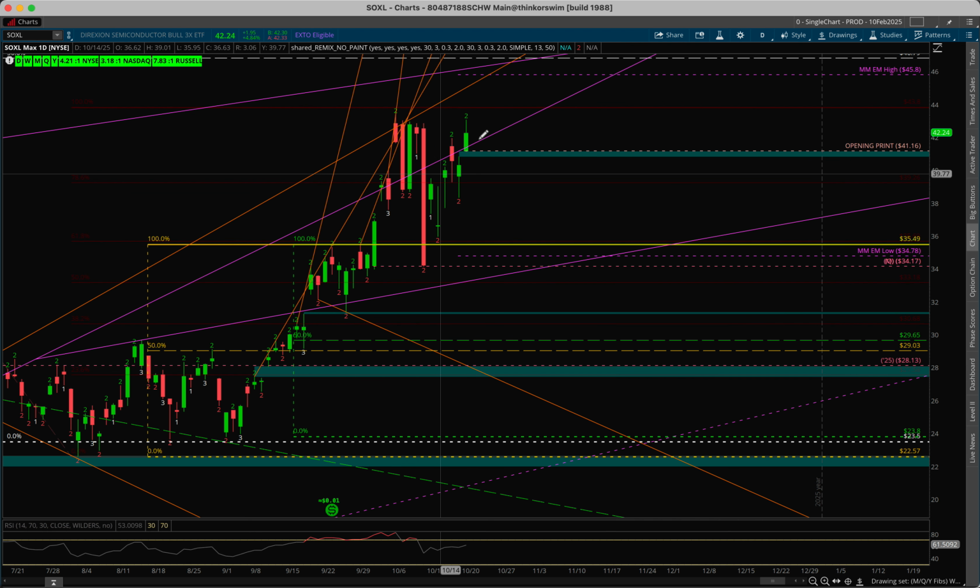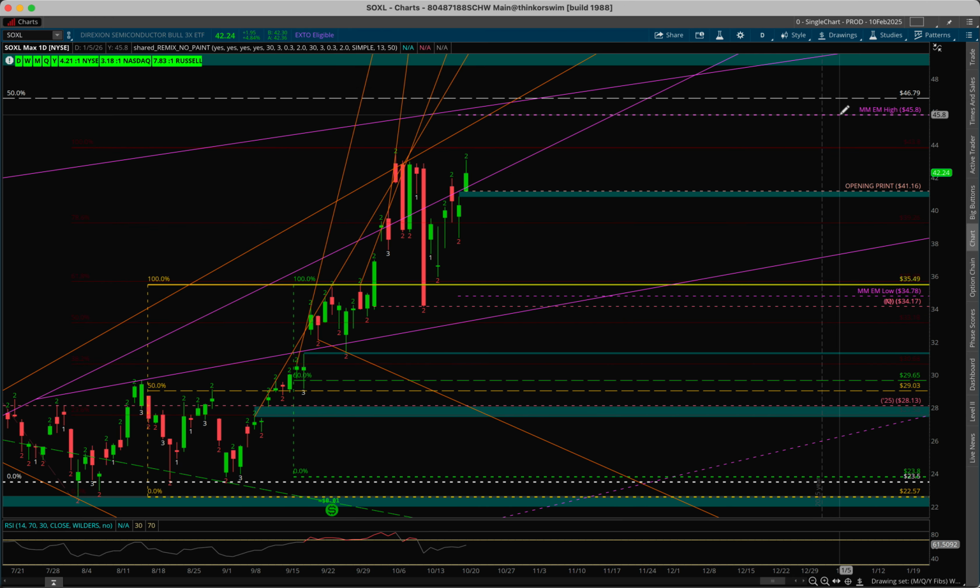You can see we're running up against this weekly broadening formation, this purple line, the daily broadening formation, the orange line, the 100% fib extension on the bull flag from the April 7th low. So we've got a lot of resistance points here. We'll point out again, the market maker's expected move high for this week is 45.80.